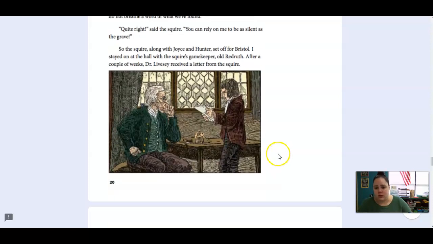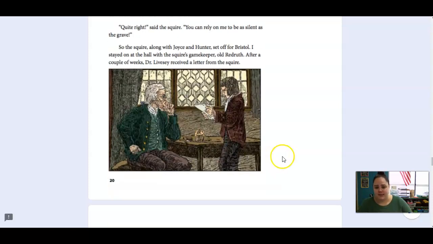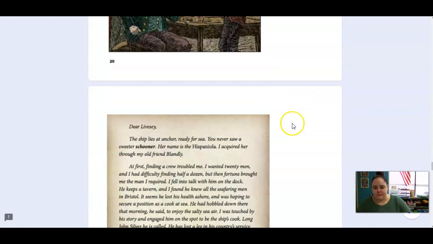"Quite right," said the squire. "You can rely on me to be as silent as the grave." So the squire, along with Joyce and Hunter, set off for Bristol. I stayed on at the hall with the squire's gamekeeper, old Redruth. After a couple of weeks, Dr. Livesey received a letter from the squire.